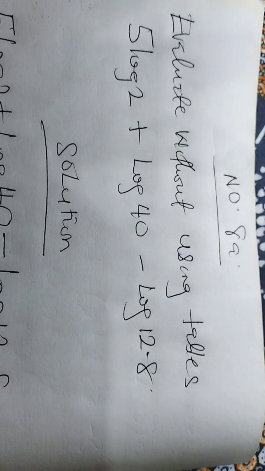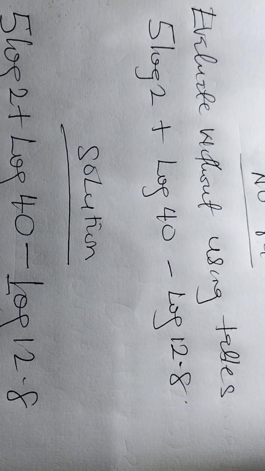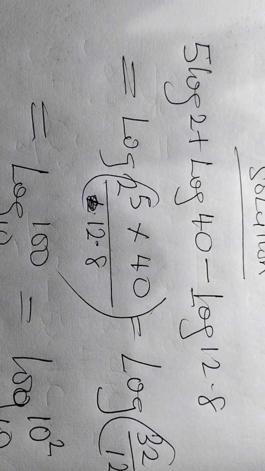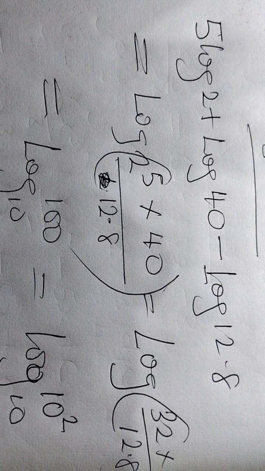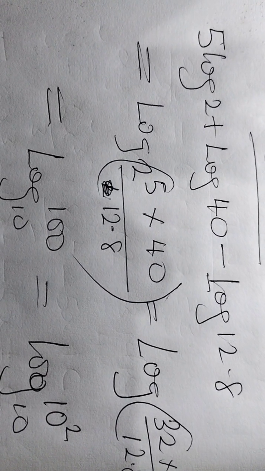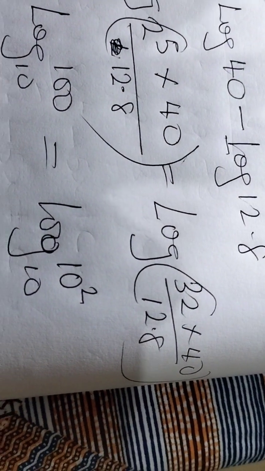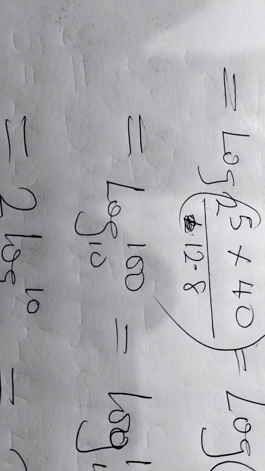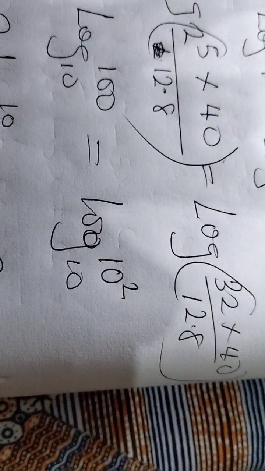Look at number 8 that says, evaluate without using tables 5 log 2 plus log 40 minus log 12.8. Look at the solution. We have log, bracket opens, 2 raised to power 5 times 40 all over 12.8. Everything inside one log. 2 raised to power 5 is 32, times 40, all over 12.8. Log of everything. Solving, we have log 100, then base 10.